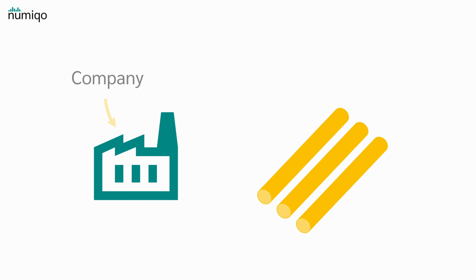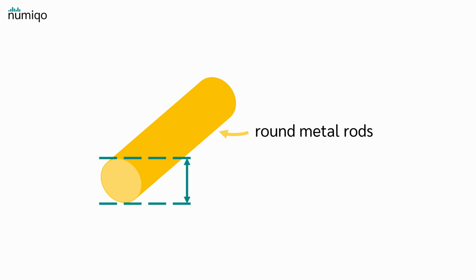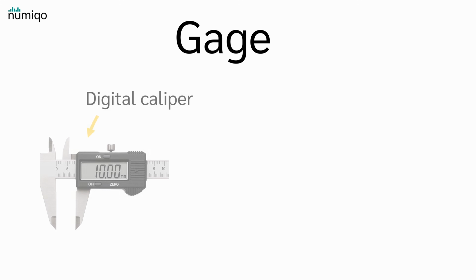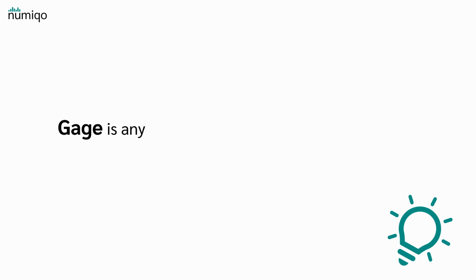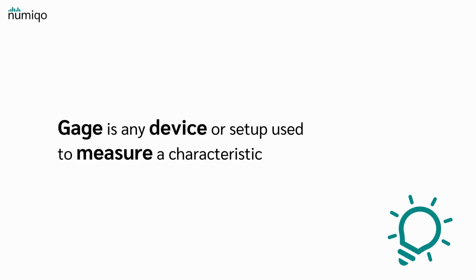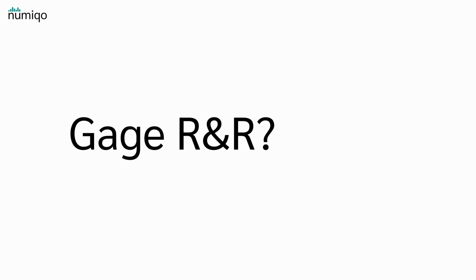Let's say you work for a company producing shafts. Shafts are round metal rods with a certain diameter. Now a gauge can be as simple as a digital caliper for measuring a shaft's diameter. So a gauge is any device or setup used to measure a characteristic of a part or process. Okay, but what is the R&R?